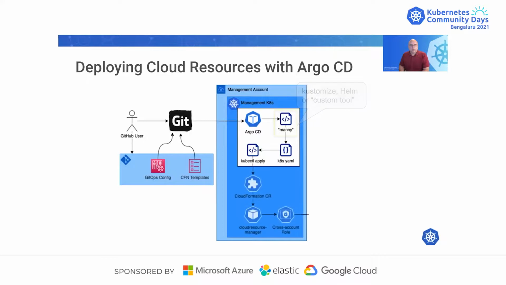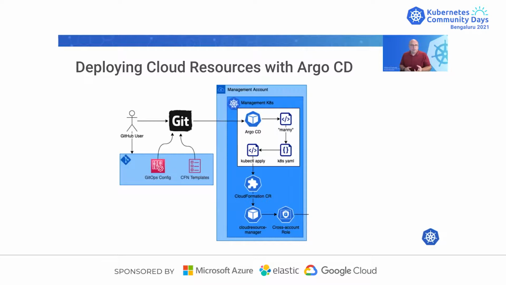Then when the kubectl apply is done, that's going to create one or more CRs based on those manifests that were discovered by the tool. And in this case, it's going to create a CloudFormation CR. That CloudFormation CR is going to be picked up by the Cloud Resource Manager.